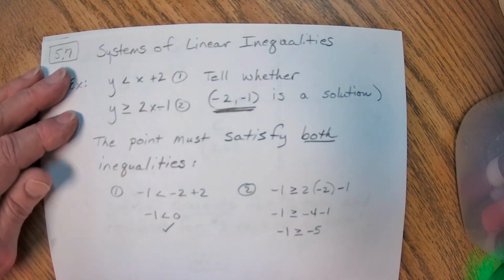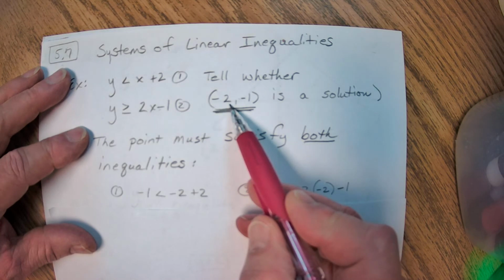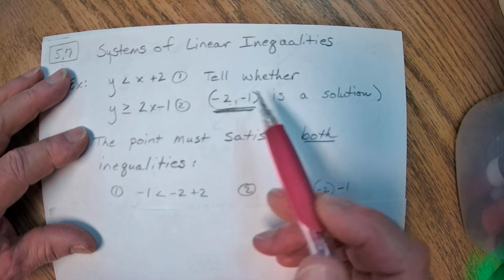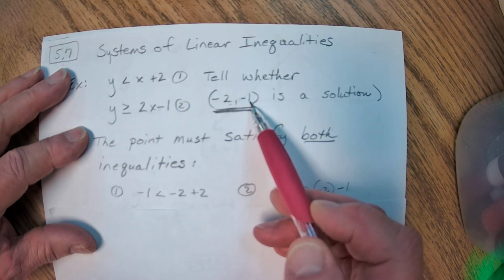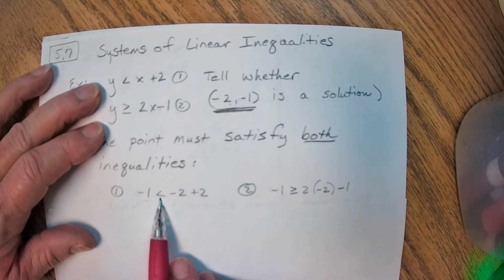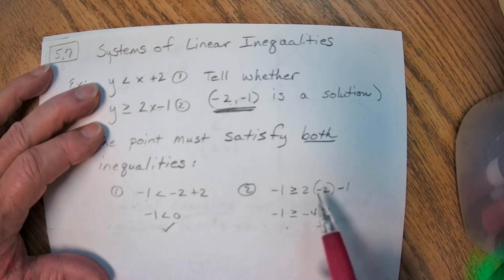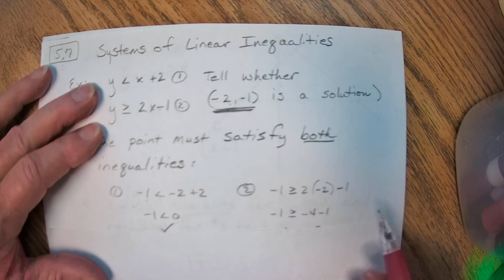Let's test number 1. So x is -2 and y is -1. That would leave me -1 is less than -2 plus 2. -1 is less than 0. Yes, it is. So that point checks out for the first inequality.